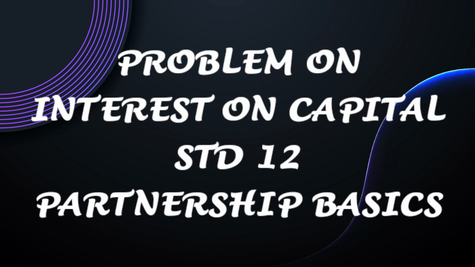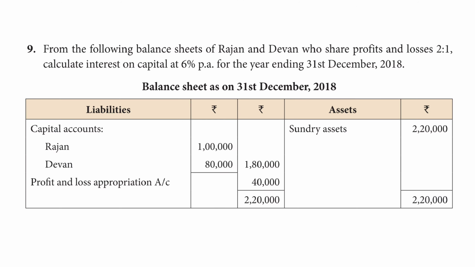Let's have a look at another interest on capital sum, which is slightly different from the other sums. So this sum is about Rajan and Devan, who are the partners, sharing profits and losses in the ratio 2:1. They've asked us to calculate interest on capital at 6% for the year ending 31st December, and in the problem they've given us a closing balance sheet, that is, the balance sheet as on 31st December 2018.